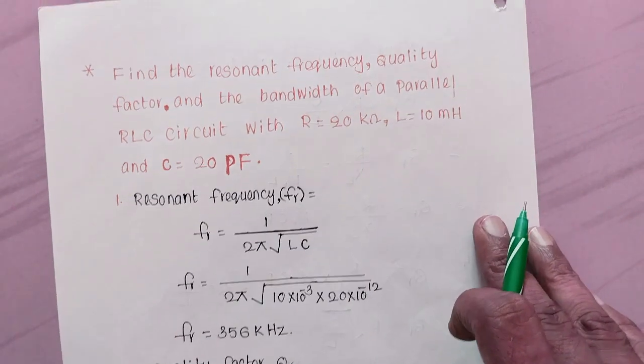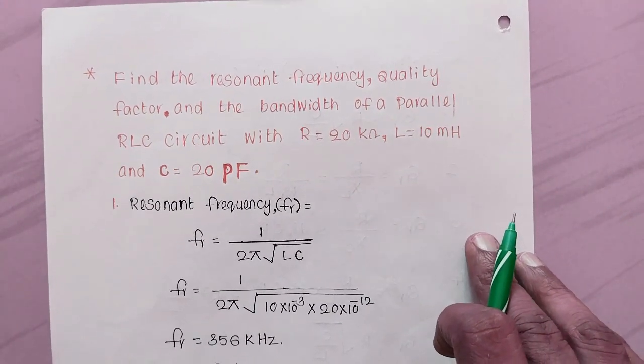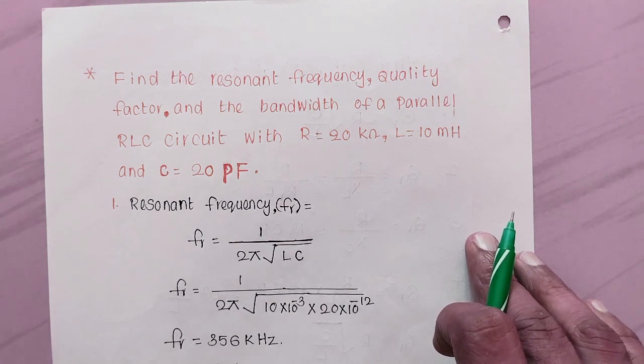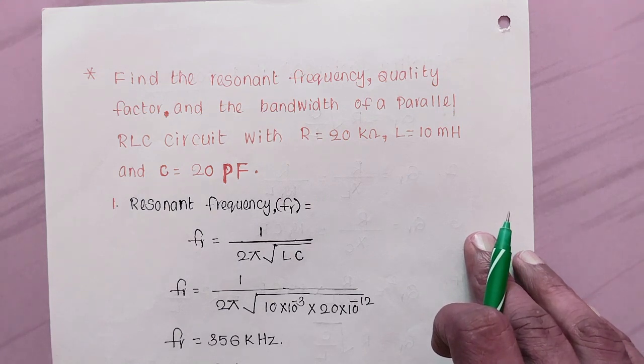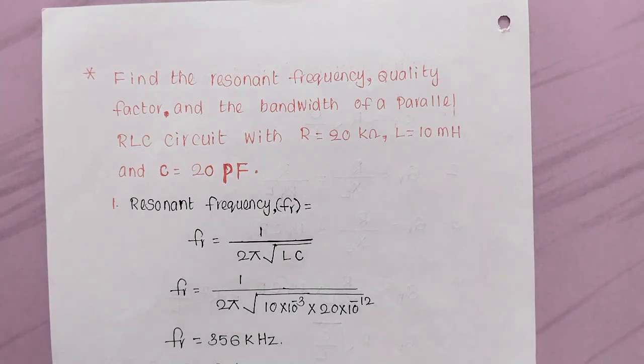So here it is a very simple problem. Here we are asked to find the resonant frequency, quality factor and bandwidth of a parallel RLC circuit, and the resistor value is 20 kilo ohms, inductor value is 10 millihenry and capacitor value is 20 picofarad.